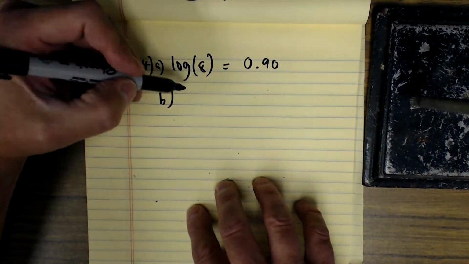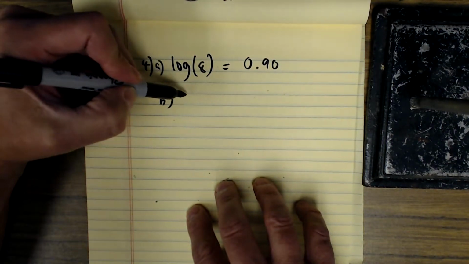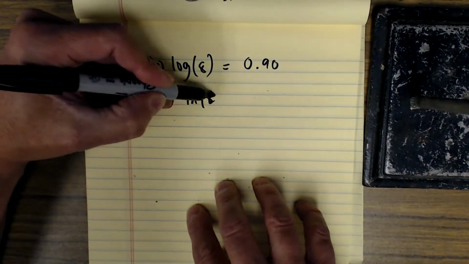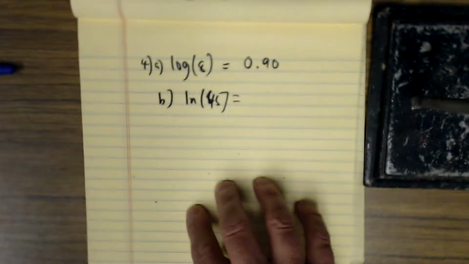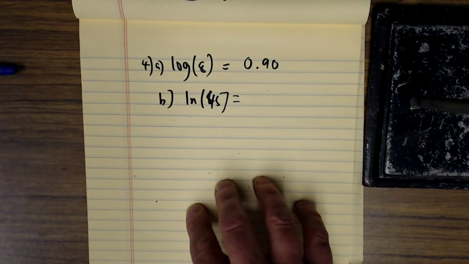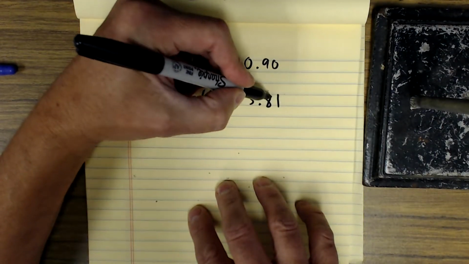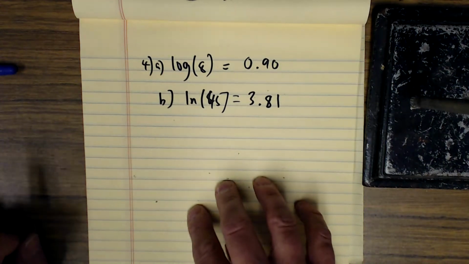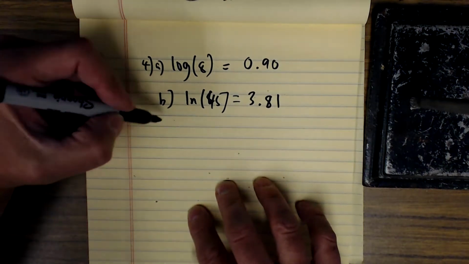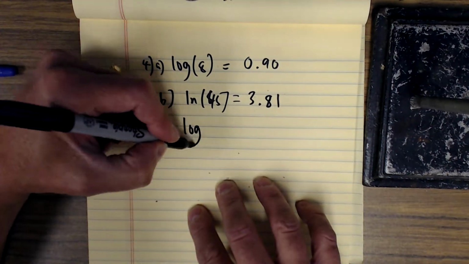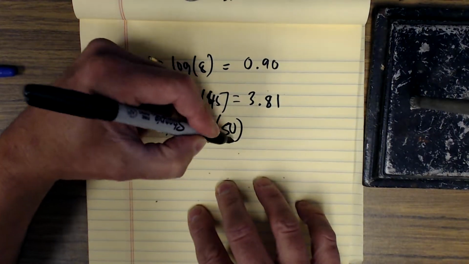All right, now we're going to do ln of 45, which is going to be fine as well. 3.81. All right, and now we're going to do log base 3 of 50.